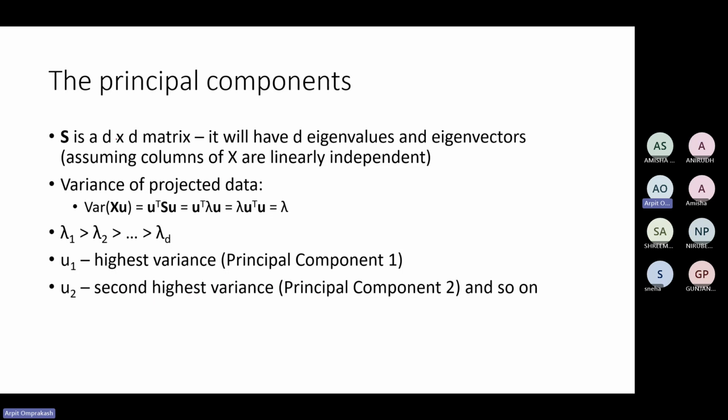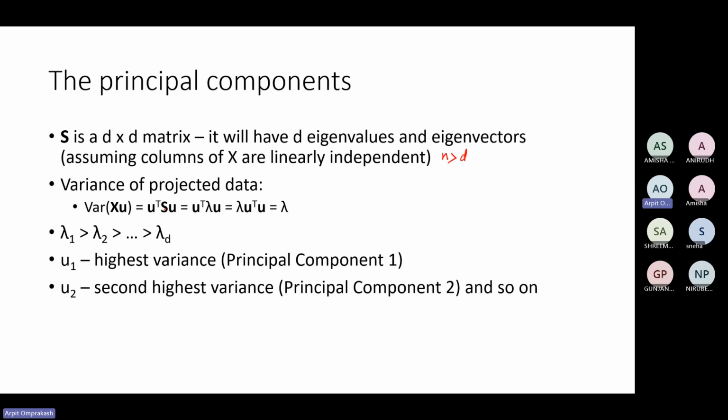So S, as I mentioned, is a D cross D matrix, assuming that the columns of X are linearly independent and N is greater than D. Since it is linearly independent and a D cross D square matrix, it will have D eigenvalues and eigenvectors. Now we want to calculate the variance of the projected data for a given value of U. So the variance of XU is given as U transpose SU.